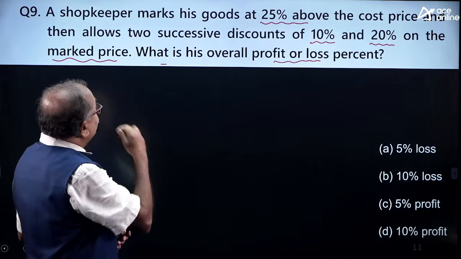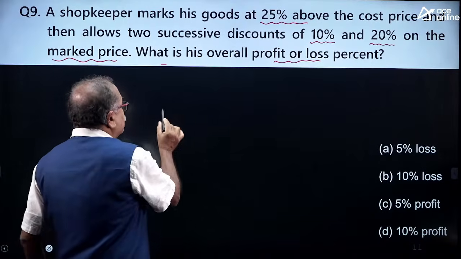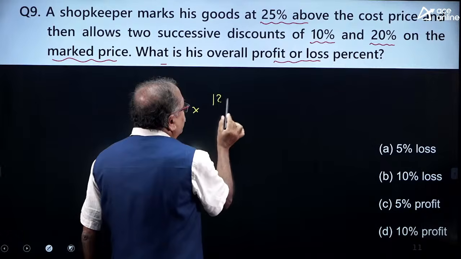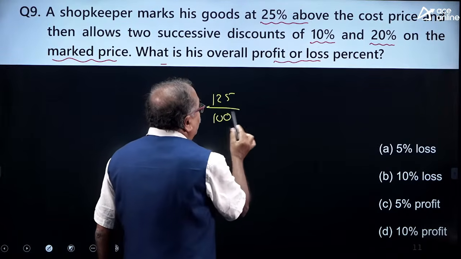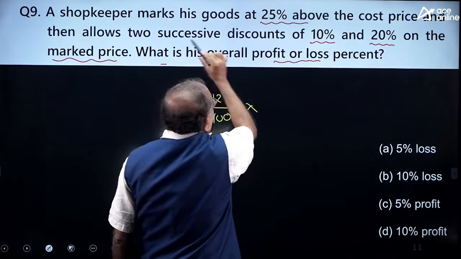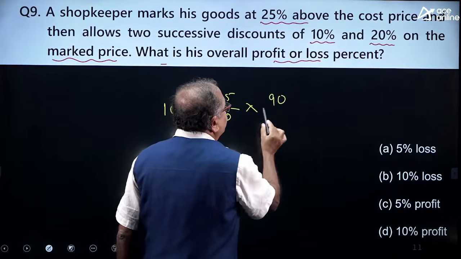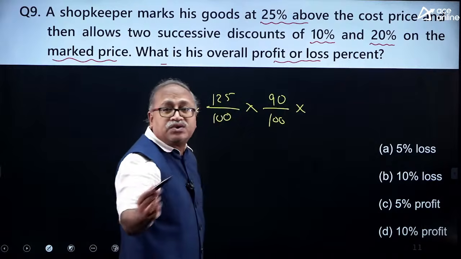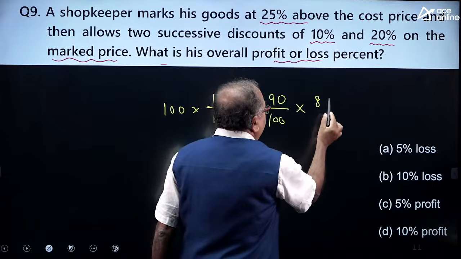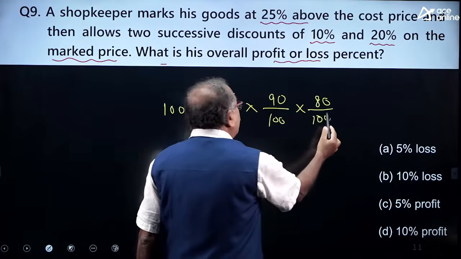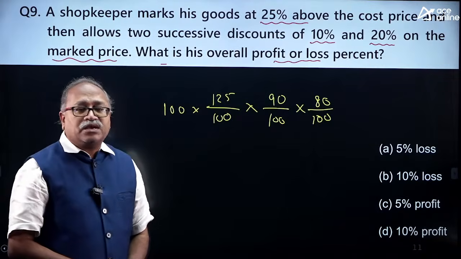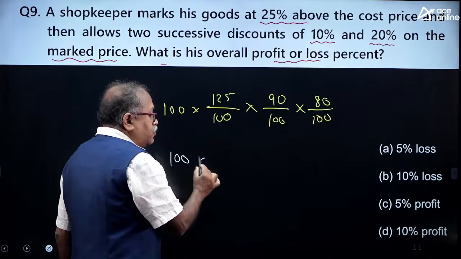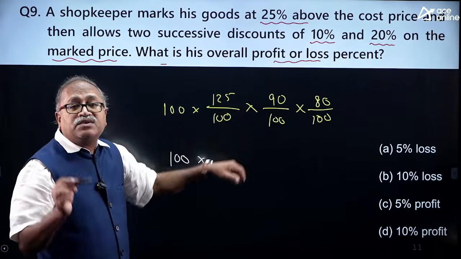Let's assume that the initial value is 100, and a 25% increase gives 125 by 100. Then a 10% decrease, that's 90 by 100, and again a 20% decrease, that is discount, so 80 by 100. But don't write this type of thing in the examination. In the exam, what I am going to write here is 100. I know 125 by 100, which is 5 by 4.